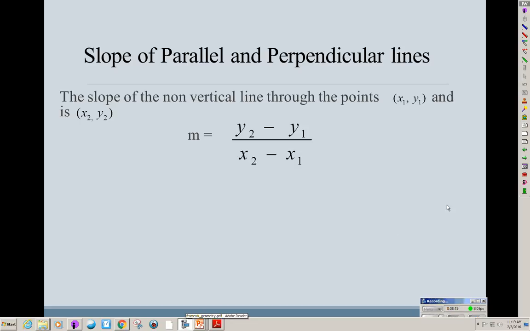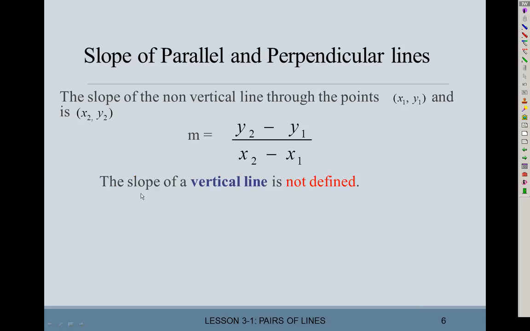Now let's talk about slope. We've already discussed slope, and the slope of a non-vertical line through the points (x1, y1) and (x2, y2) has this formula: m equals y2 minus y1 over x2 minus x1. Remembering a few things, that the slope of a vertical line is not defined, and that the slope of a horizontal line is 0.